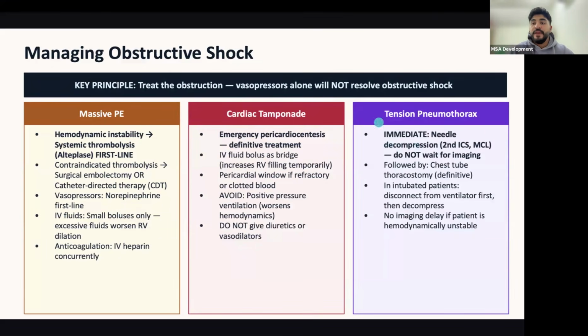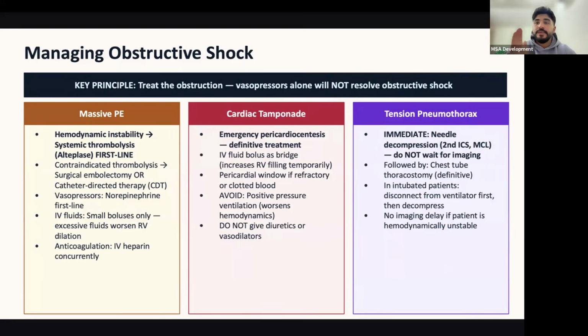Then we have tension pneumothorax. Tension pneumothorax, immediately you do a needle decompression in the second intercostal space, in the midclavicular line. You do it immediately. Do not wait for imaging. So if they tell you, how would you manage? And in the question, they say, first get imaging, then decompress. No, you decompress, then do whatever.